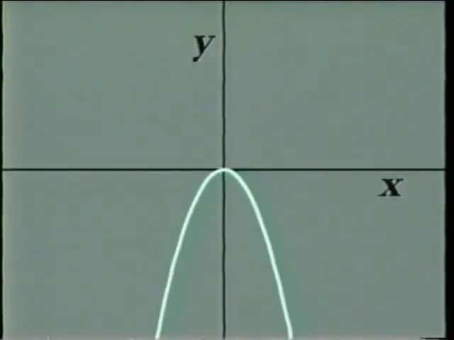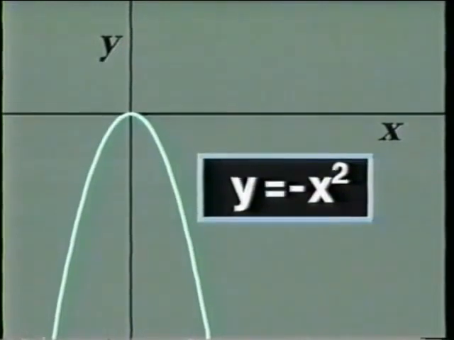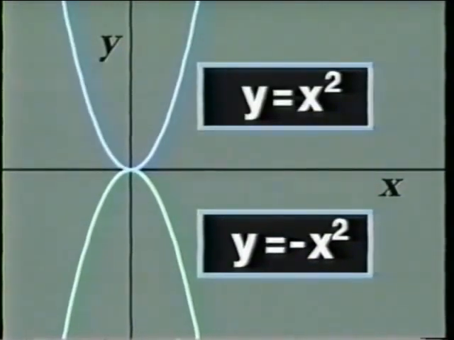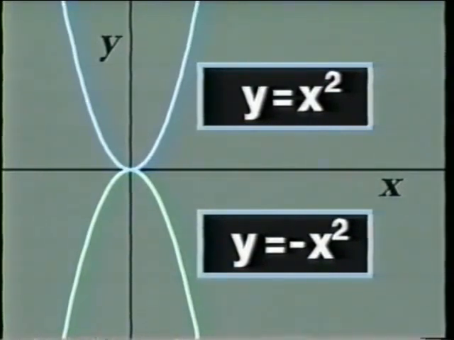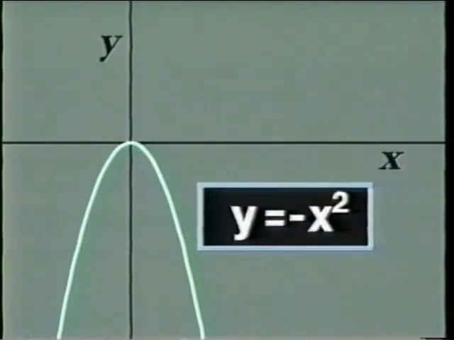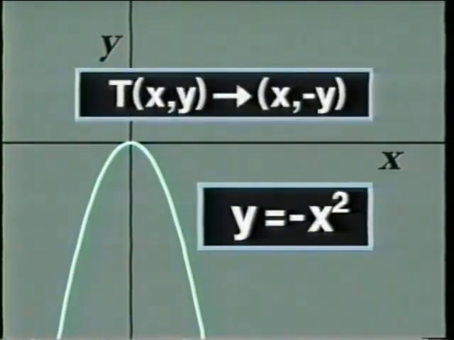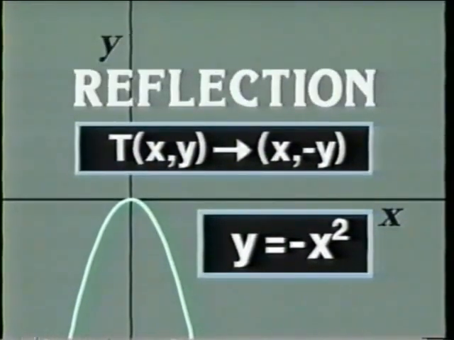A parabola that does open downward is y equals -x squared. This parabola, in effect, is a reflection of y equals x squared. All the y coordinates are now negative. In transformation notation, T maps (x, y) onto (x, -y). T is a reflection transformation.